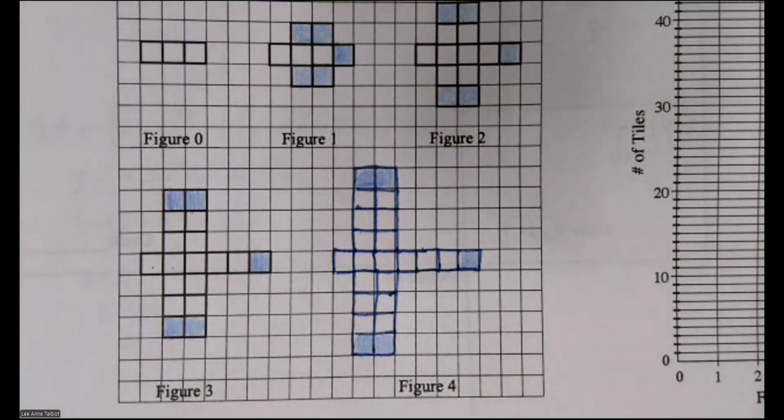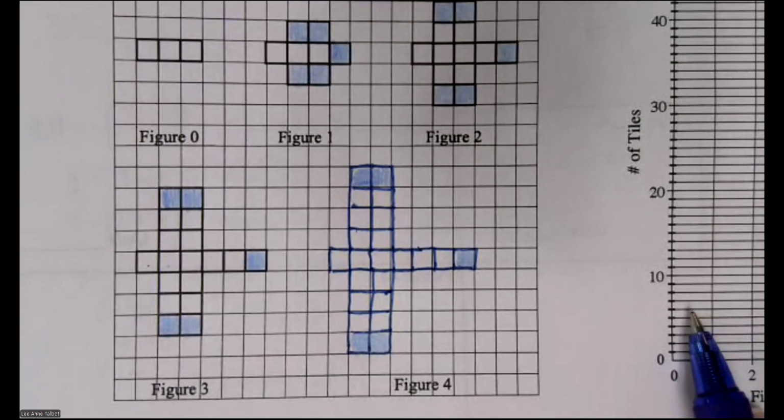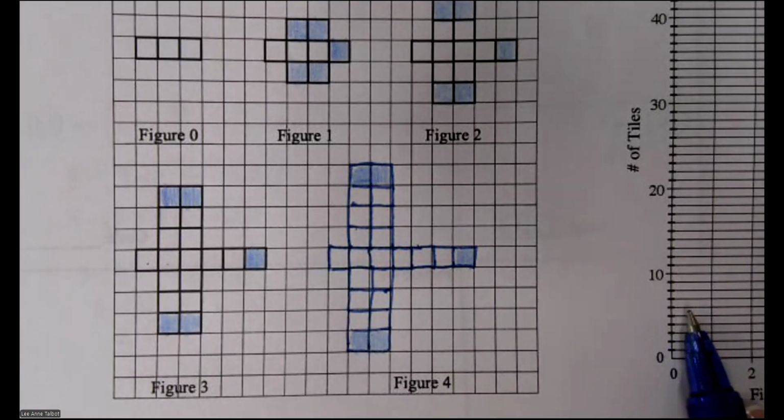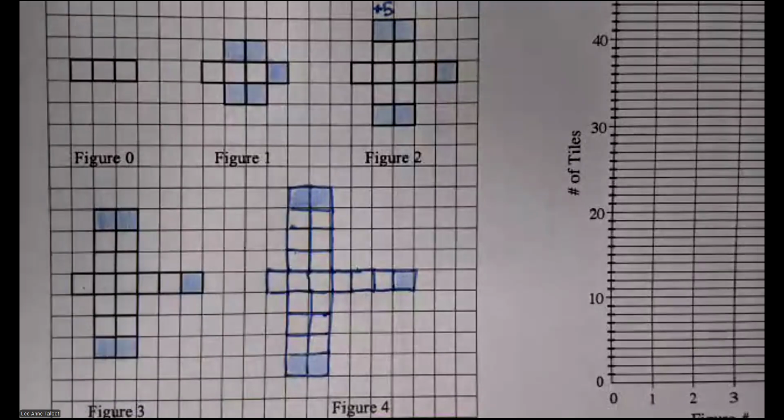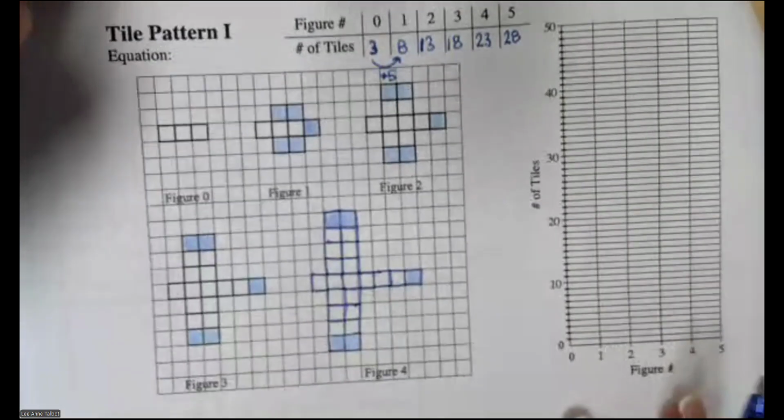Okay, we have 2 more things to do on this pattern. First, it's a linear pattern. I can tell it's a linear pattern because it's adding 5 each time, the same number each time. So when I graph the dots over here, they should form a line. Do not connect the dots and make the line. These graphs should just be dots. So over to the graph part.